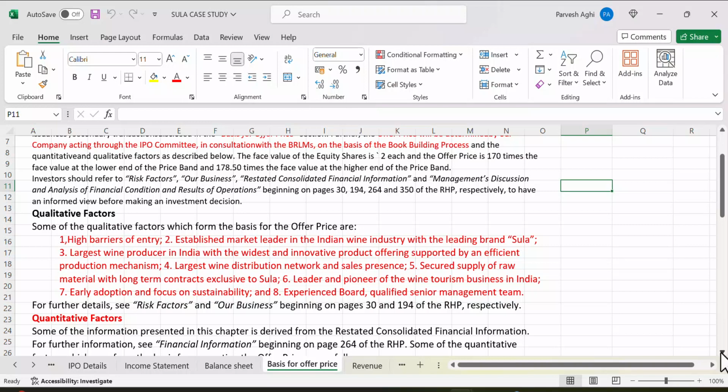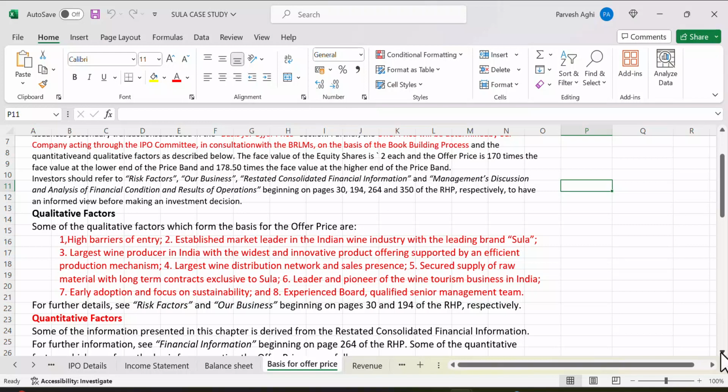Secured supply of raw material with long-term contracts exclusive to Sula. So there is no problem with regard to raw material for making wine, because they have long-term contracts with the producers of grapes and other things through which the wine is made. Leader and pioneer of wine tourism business in India. They were the first one to start this business. Otherwise, the wine business is an old one, but along with the wine business they have a wine tourism business. You can always go through what it means in more detail later on yourself.